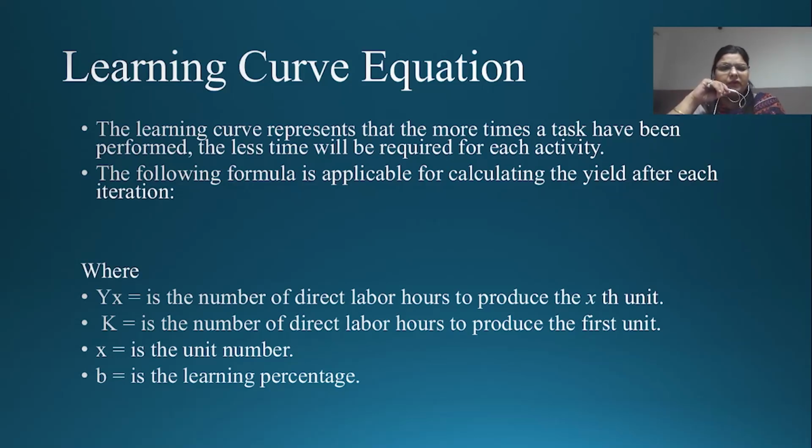The following formula is applicable for calculating the yield after iteration, where Y or small x is equal to the number of direct labor hours to produce the x-th unit, K is equal to the number of direct labor hours to produce the first unit, X denotes the unit number, and B is the learning percentage.